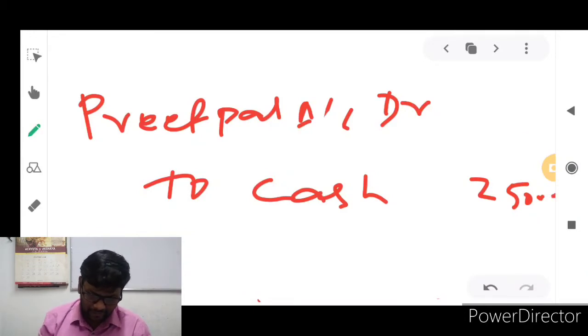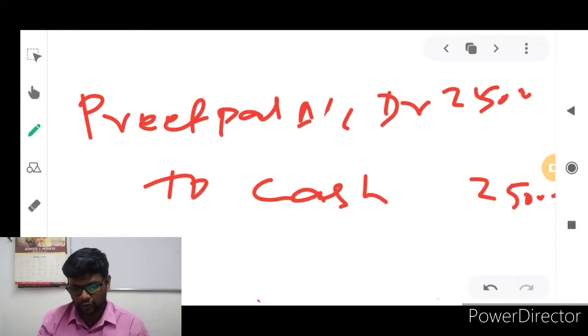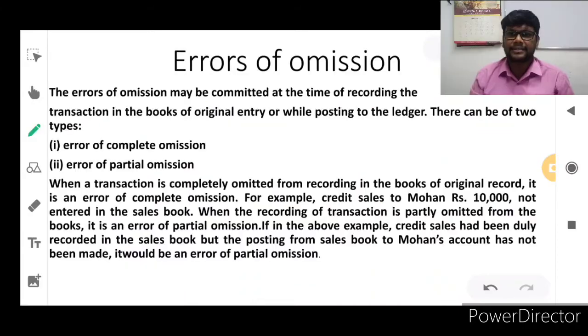And instead of writing 25,000 in the debit column in Preetpal account, we wrote only 2,500 rupees. So we failed to write one more zero. Only 2 zeros we have written over here. It is an error of commission. Definitely this error will affect the trial balance. And the second one is errors of omission.